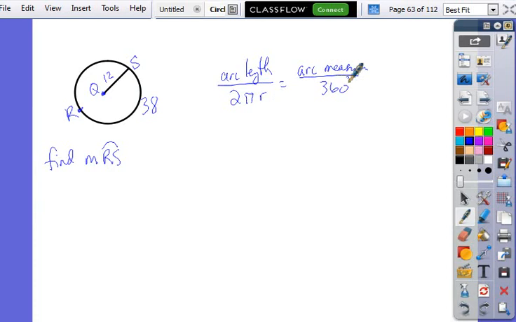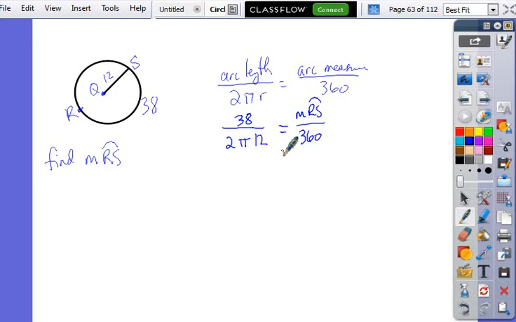All right? So I can automatically, if you want to put the X there, some people like to do the measure of RS. I don't care, whatever works for you. It may be easier to put the X in there. Arc length, remember, is the distance on the outside. Which one is the distance on the outside? 38, over 2 pi r, which in this case is 2 pi 12. So there would be my proportion that I'm going to set up. Just plug that up.